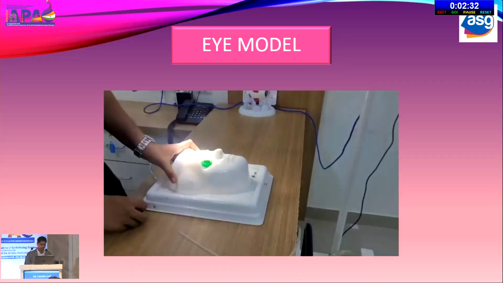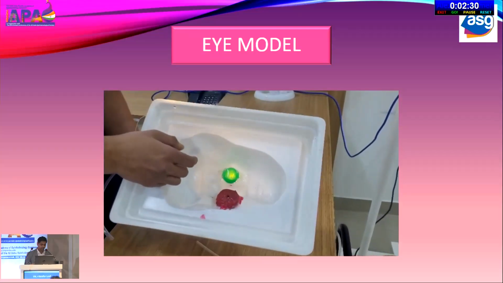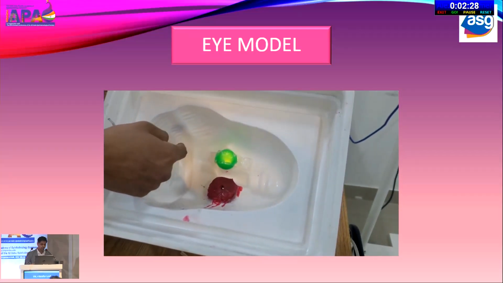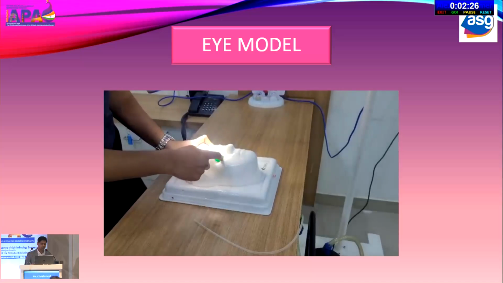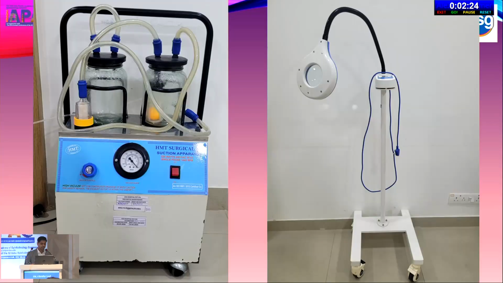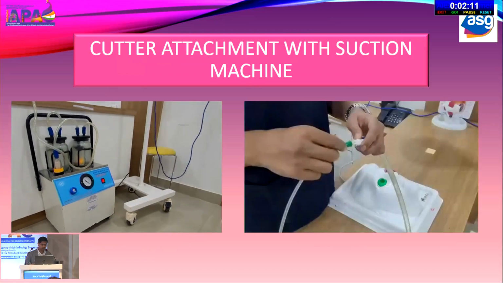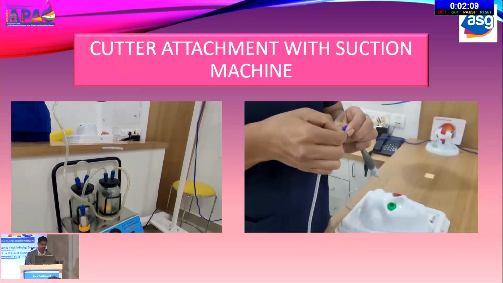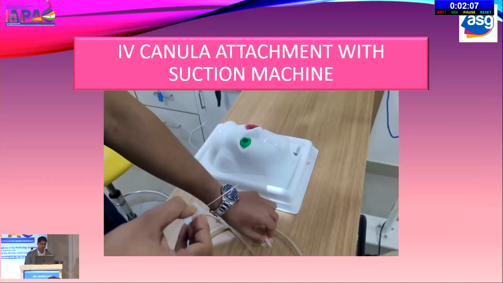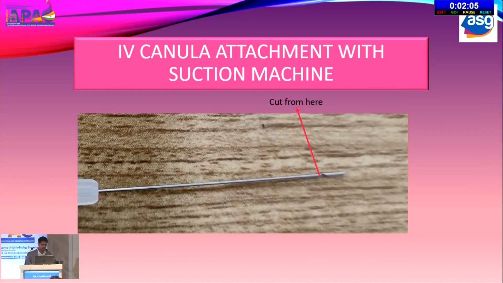Coming to the retina practice module, we have taken a similar eye model and a smaller ball available at any toy store and attached it with a double-sided tape from behind. And we have used a suction machine available in the OT and a portable light source with a magnifying lens. As vitreous substitutes, expired lubricating drops can be used, or silicone oil removed from SOR. Attaching the suction machine to an old used cutter via a nasogastric tube, or the stellate of an IV cannula can also be used, which has to be cut from here.